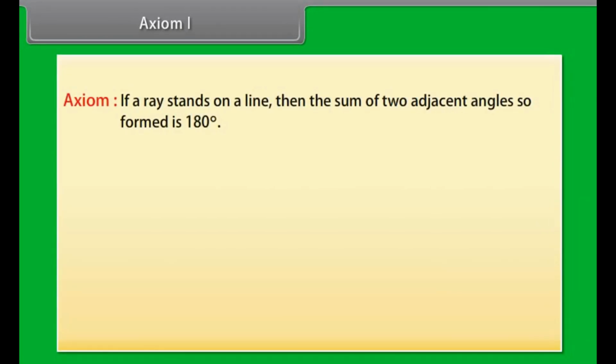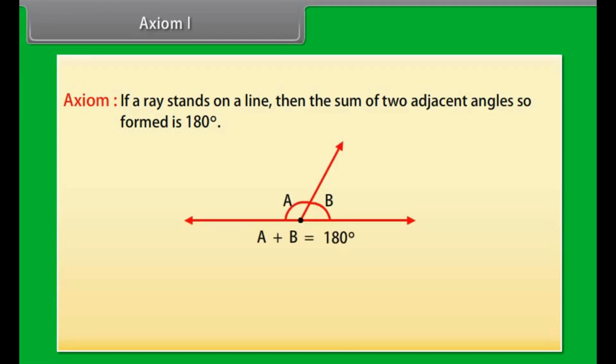If a ray stands on a line, then the sum of two adjacent angles so formed is 180 degree. We know that if the sum of two adjacent angles is 180 degree, then they are called a linear pair of angles. Given that a ray stands on a line, from this we can conclude that the sum of two adjacent angles so formed is 180 degree.